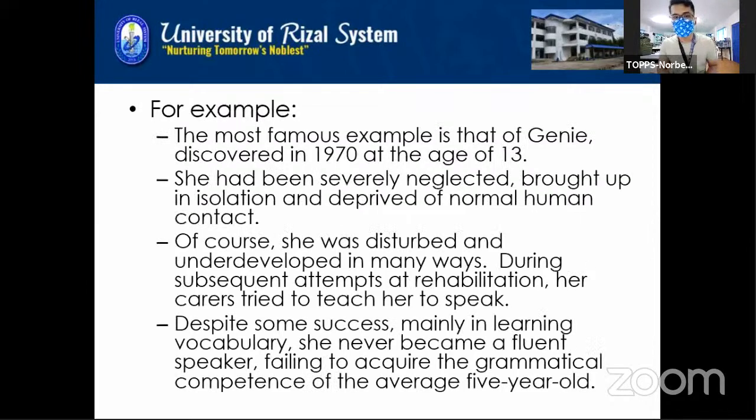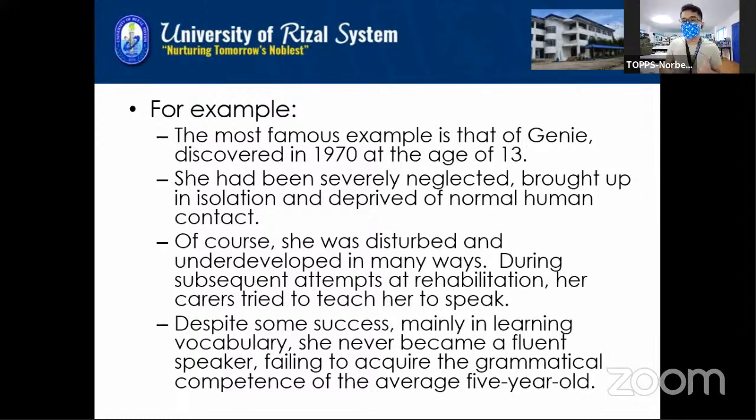So meron ditong example. The most famous example is that of Genie, discovered in 1970 at the age of 13. Si Genie kasi, I'm not very particular of the whole story of Genie, pero si Genie ay parang hindi siya exposed sa tao until she reaches 13 years old. So she had been severely neglected, brought up in isolation, and deprived of normal human contact. Of course, she was disturbed and underdeveloped in many ways.